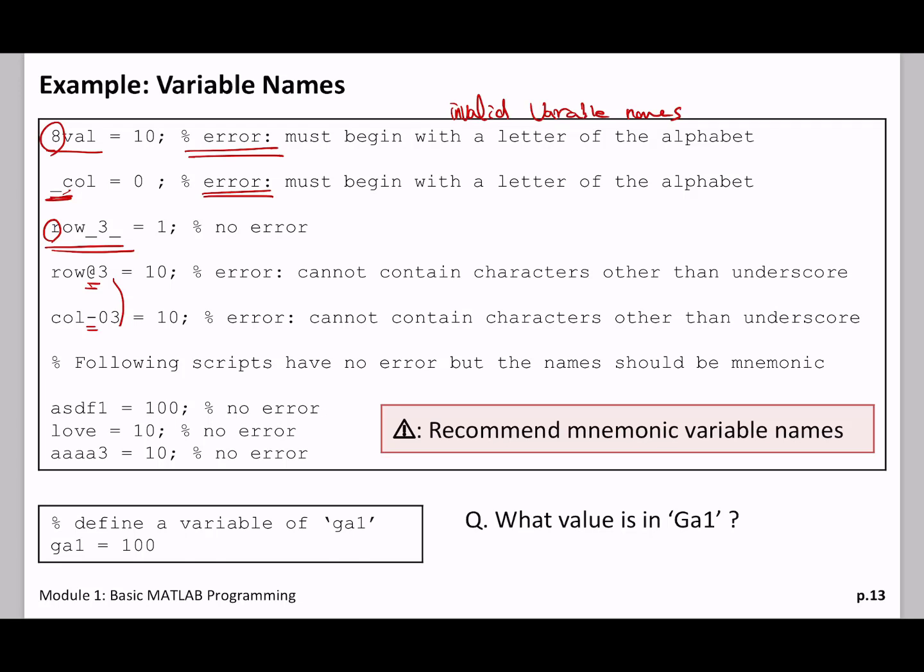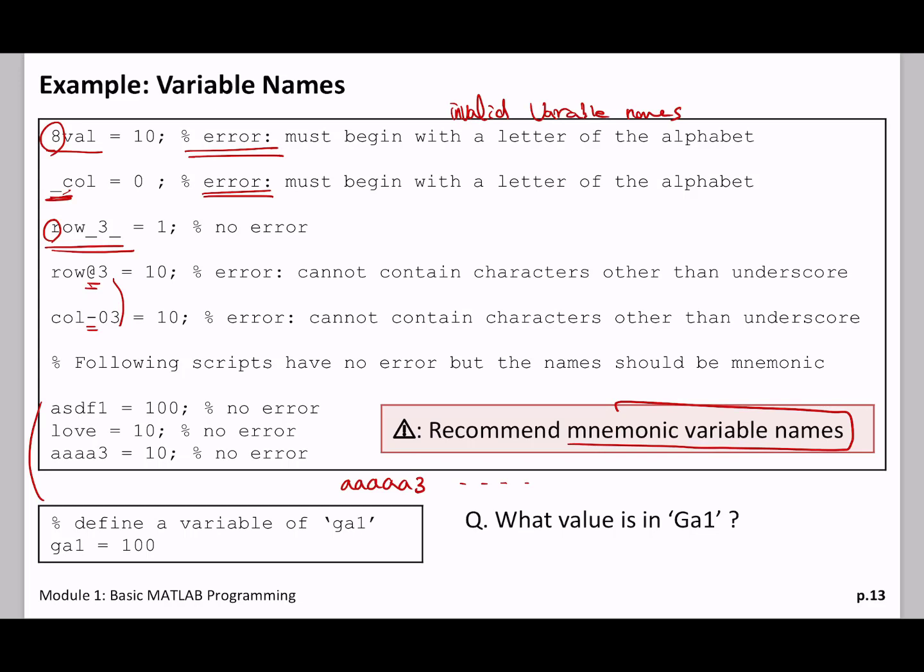Okay. What about this one? ASDF1 love AAA3. Based on my experience, some students write variables like this. Okay. I really don't like this kind of variable name because it's not mnemonic. I don't know what value is inside this variable. So I recommend that you use mnemonic variable names, meaning meaningful variable names. Okay?